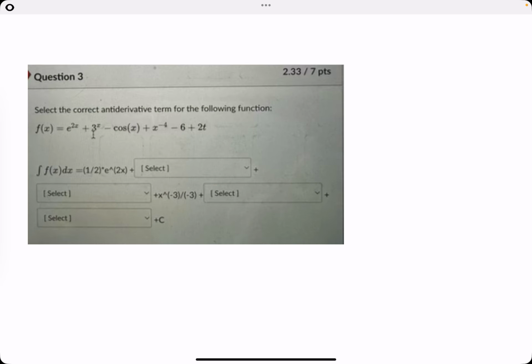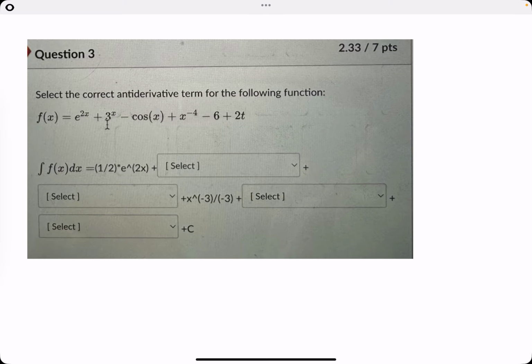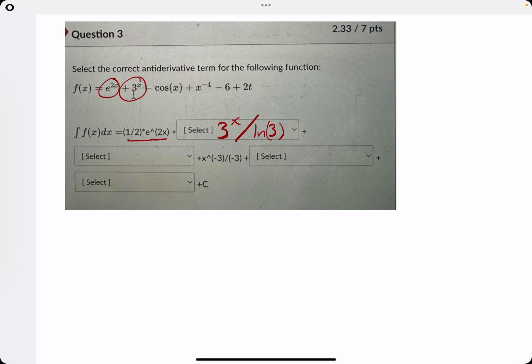All right, number 3. Select the correct antiderivative term for the following function. Okay, so they found the antiderivative of this. They got 1 over 2 e to the 2x, good, plus 3 to the x, which would have an antiderivative of 3 to the x divided by the natural log of 3. Now, where's that coming from? Well, the derivative of 3 to the x is 3 to the x ln of 3.